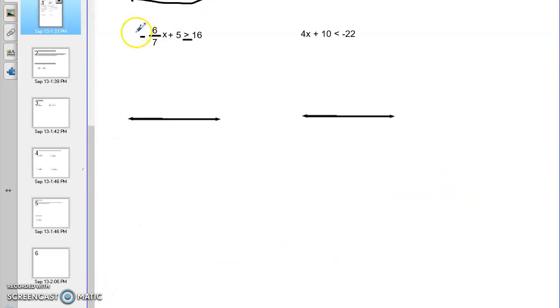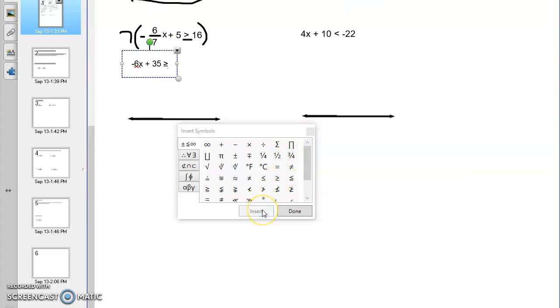Now for here, we're going to multiply everything by 7. Even though the fraction is negative, we keep the denominator positive. So this becomes negative 6x plus 35 is greater than or equal to 16 times 7, which is 112, excuse me. 16 times 7. Yeah, 112. Okay. So from there, we're going to subtract 35.